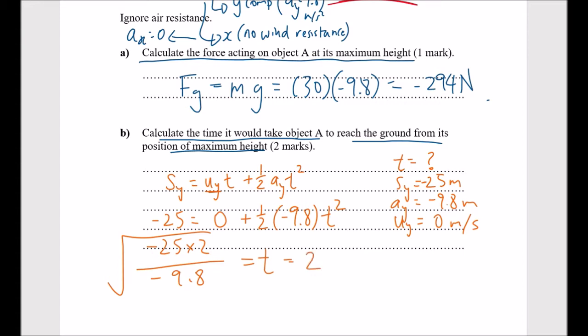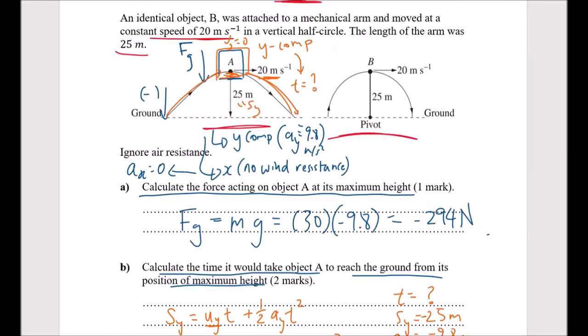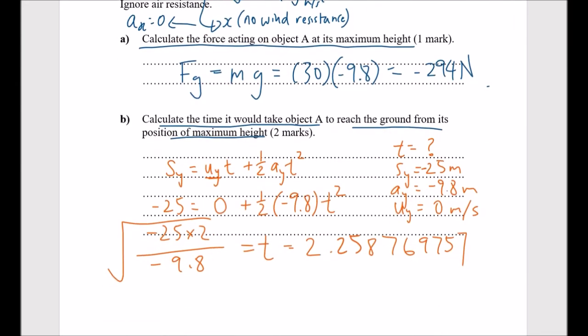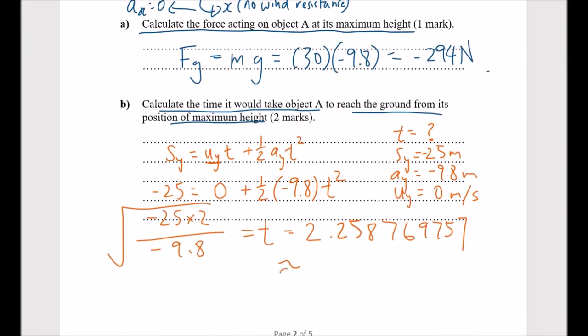So the value I get is 2.258769757. Now that's quite a big number. If we have a look at what numbers to round off to, the smallest values we used are all in two significant figures, so I'm going to round my final answer to two significant figures as well. It's going to be 2.3 seconds. That's how long it took for it to drop to the ground.